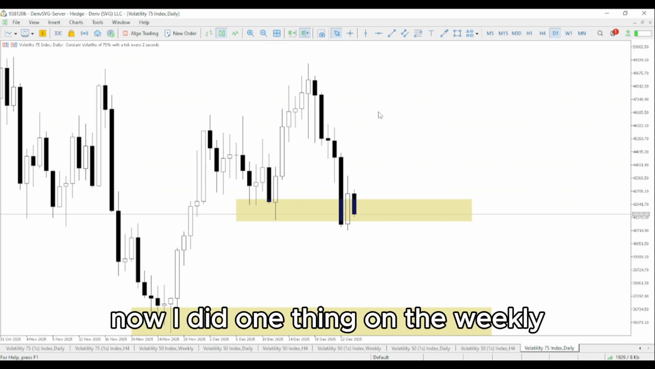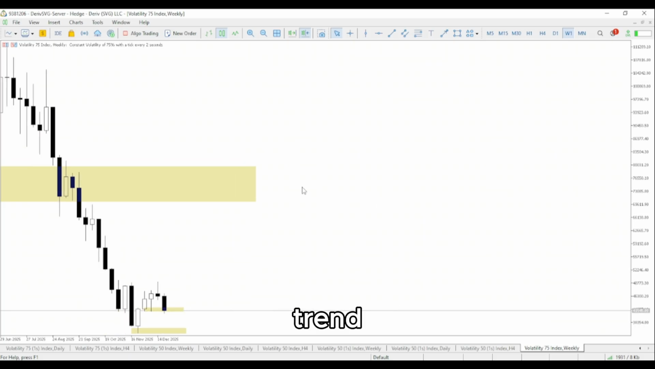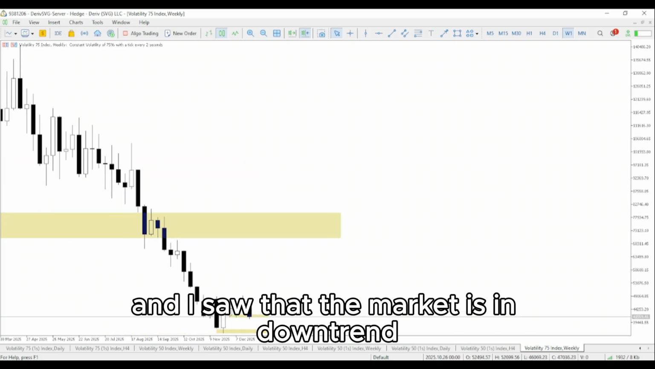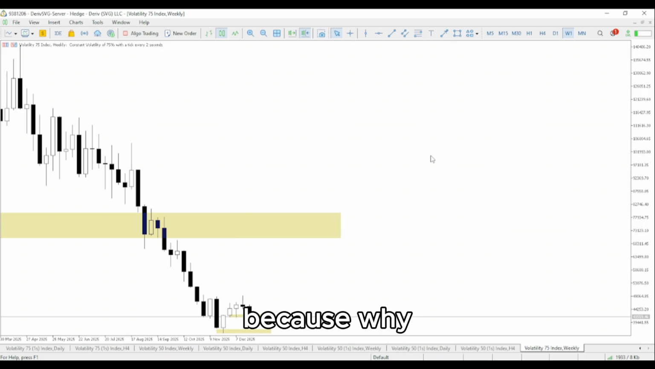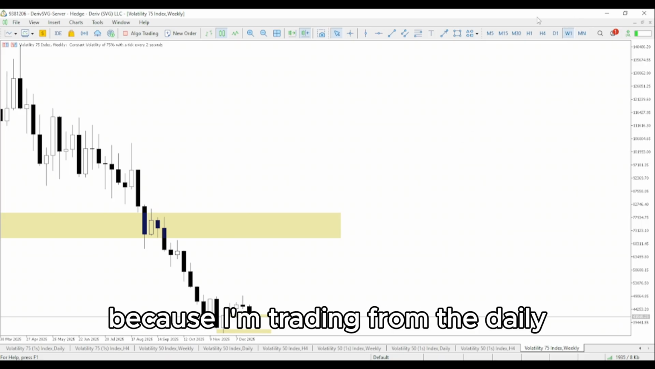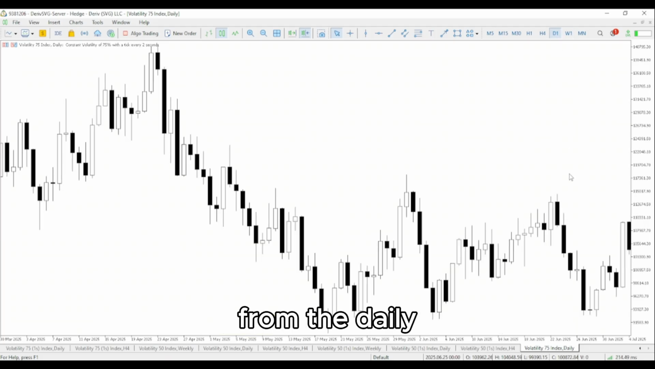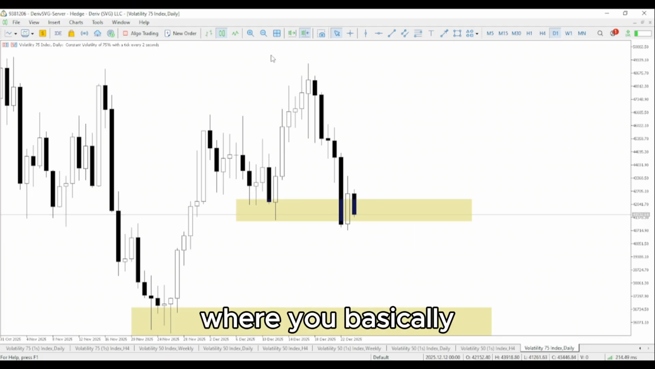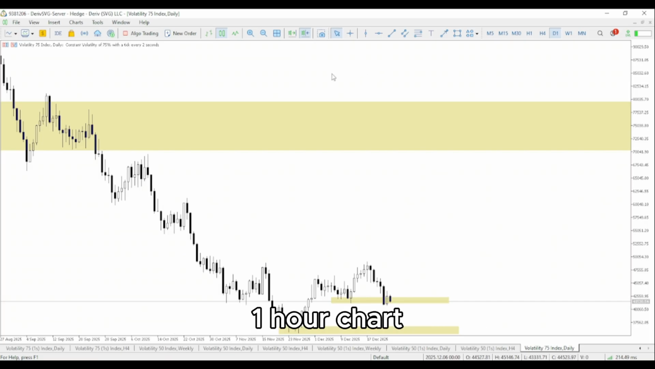Now, I did one thing on the weekly chart. What did I do on the weekly chart? I went there to check the overall trend and I saw that the market is in a downtrend. Fine. This is the only thing I want to check on the weekly time frame, because I'm trading from the H1 charts. So now I want to start my analysis from the daily time frame, which is where you basically start your analysis if you are trading from the 1 hour chart.